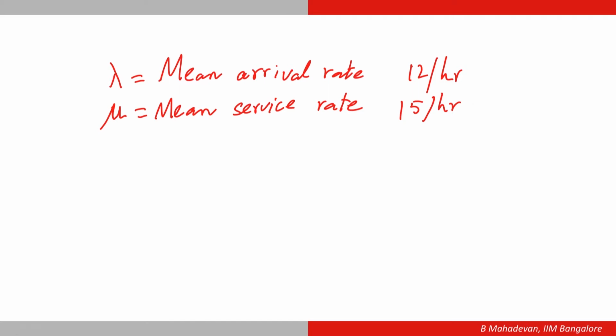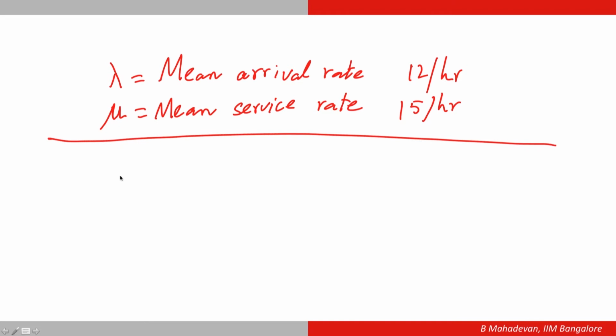So, these are the two measures we will always remember. In any system there is a demand which can be represented by mean arrival rate. In any system there is some processing happening which can be represented by service rate. So, we have lambda and mu. Now, let us look at some measures of interest to us.